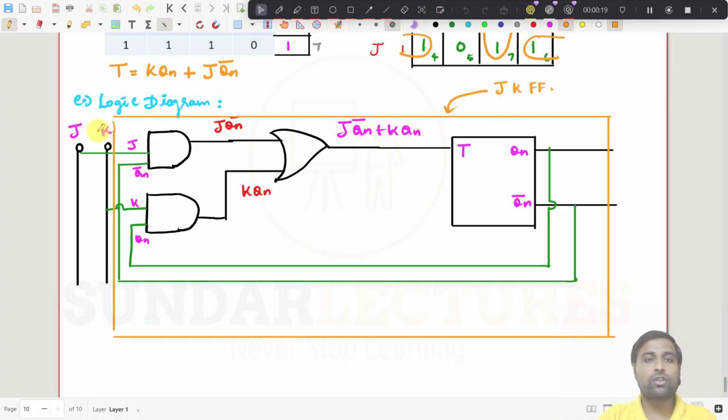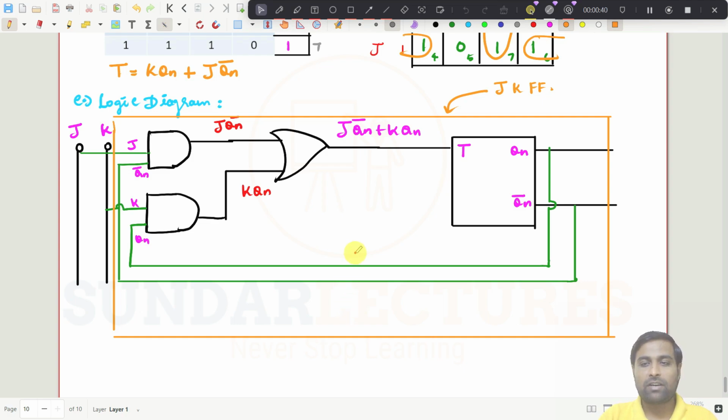And if you give 0 0 to this one, what will be the output in Qn? No change. And if you give 1 1, then it is going to toggle, and if you give 1 0, set, reset, everything will come in JK flip flop. You know the working principle of a JK flip flop. So we have just made a T flip flop into a JK flip flop simply, right?